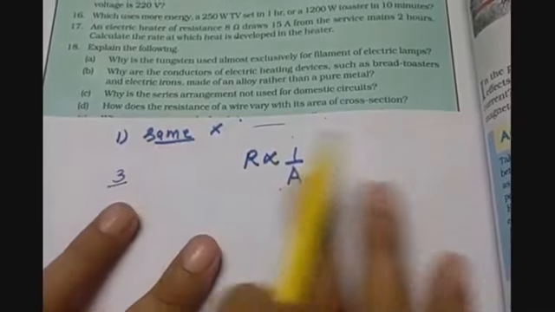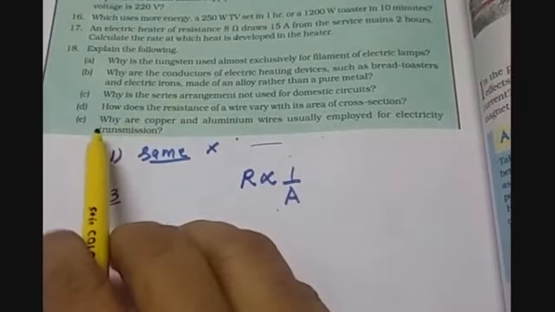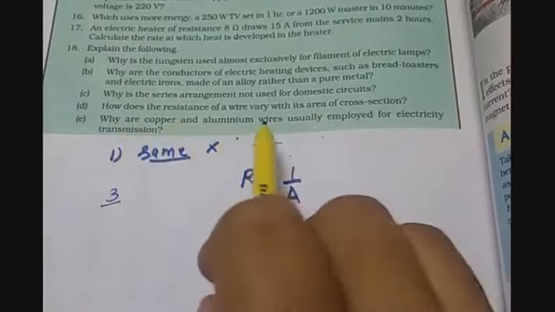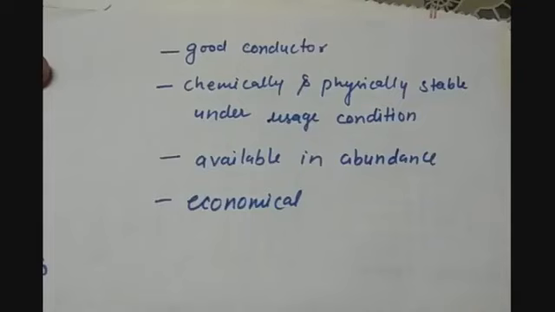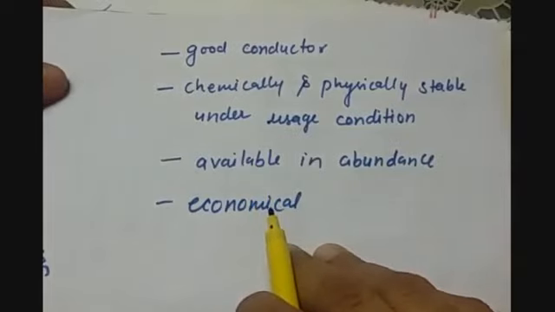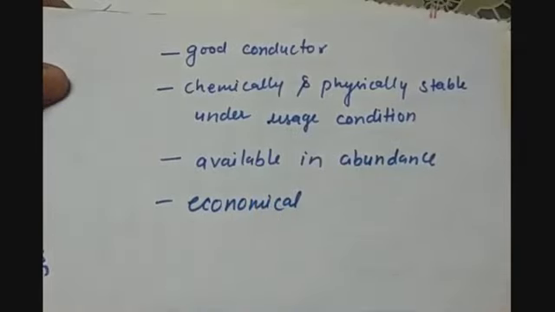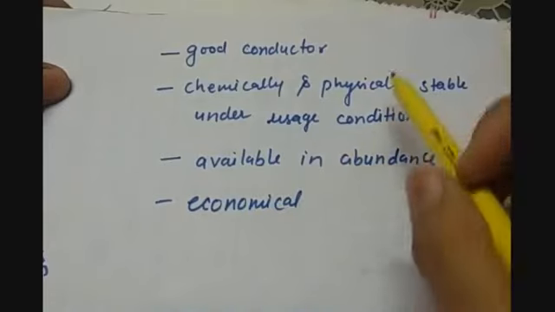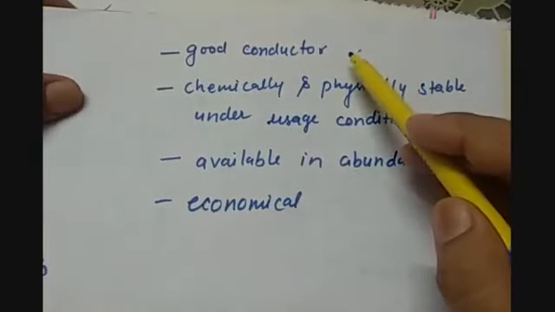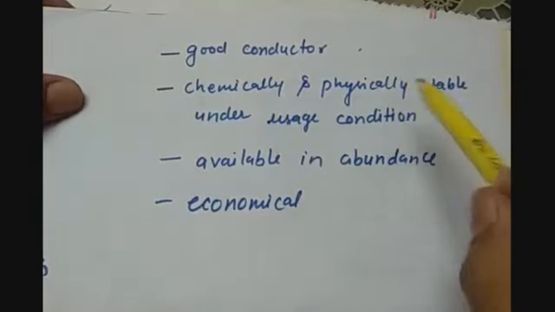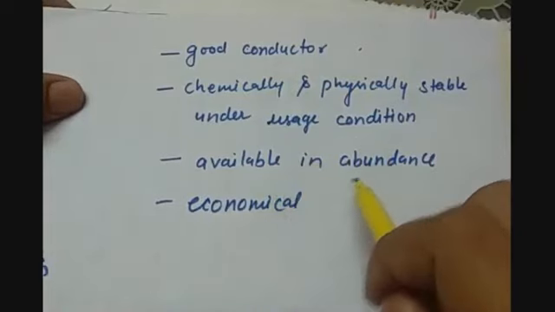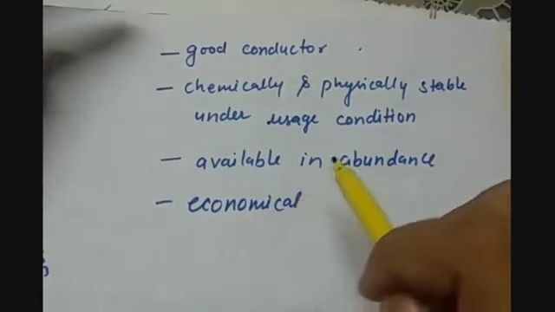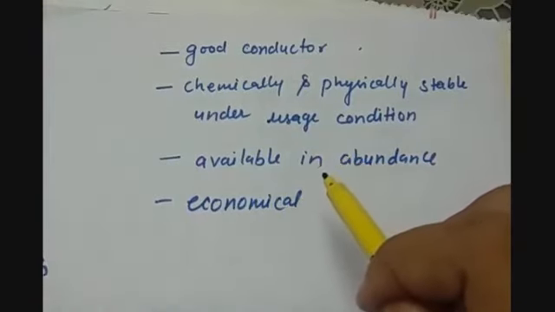Now, last part is, why are copper and aluminium wires usually employed for electricity transmission? So the reason why copper and aluminium are used as conductors to transmit electricity is that they are very good conductors of electricity, they are chemically and physically very stable under usage conditions, and they are available in abundance, economical. So these are the reasons why copper and aluminium are used.